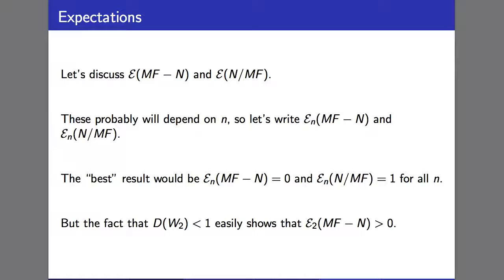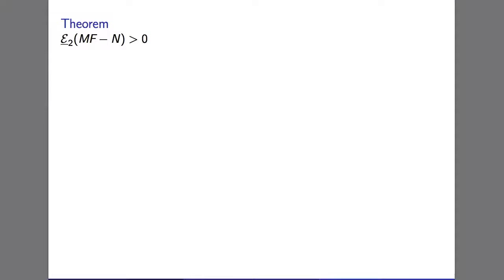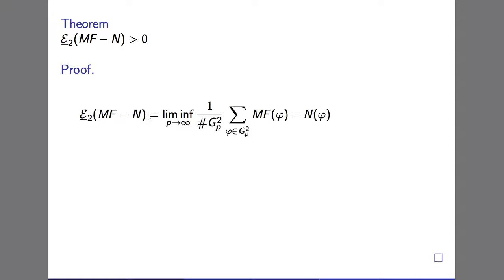Actually, it's not hard to see, because of the fact that the density of the beckon maps is less than 1, you can easily show that this expectation is greater than 0. And here, I don't know if you're interested, but it's a simple argument. So the expectation is greater than 0 when n equals 2. This is the definition of the expectation.